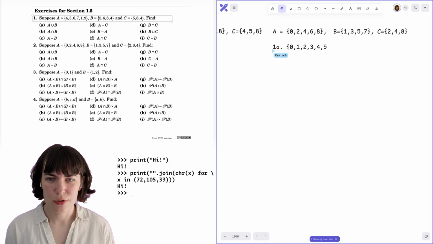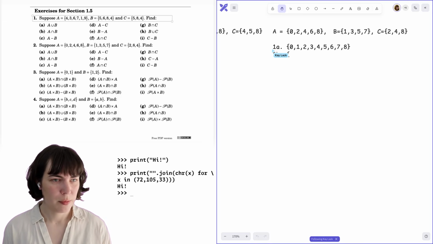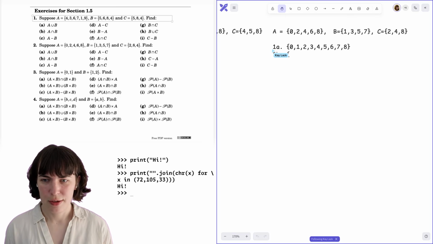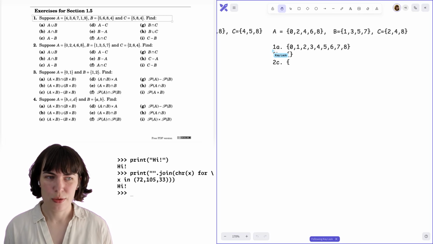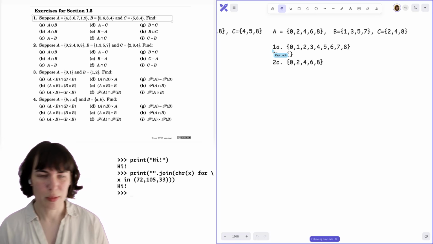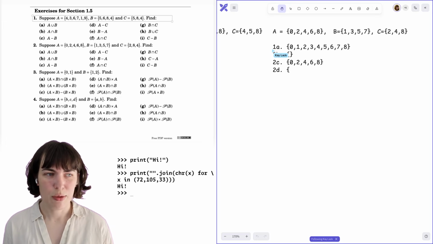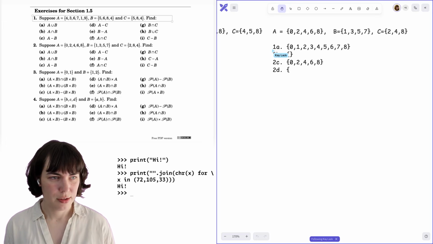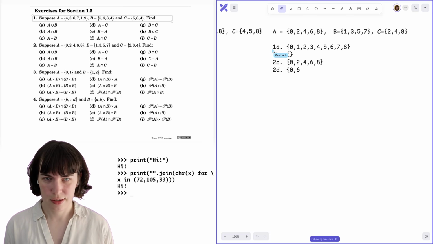union is just going to be 1, 2, 3, 4, 5, 6, 7, 8. The intersection is going to be nothing. Everything that's in A, which is not in B, is just going to be the same as A. 2D, everything that's in A, which is not in C, so that's 0, 6.